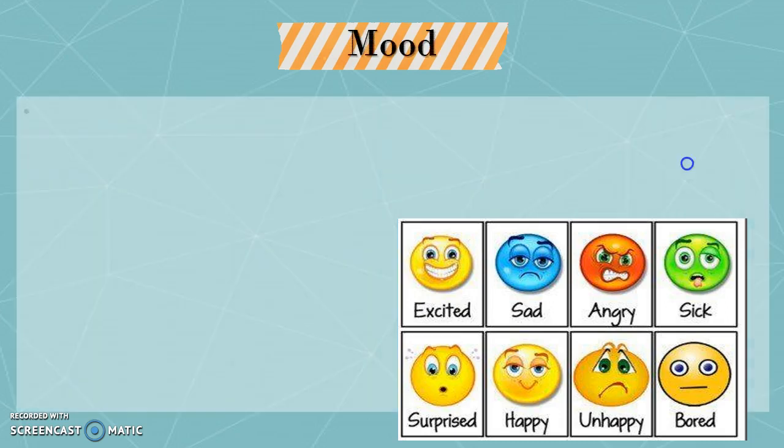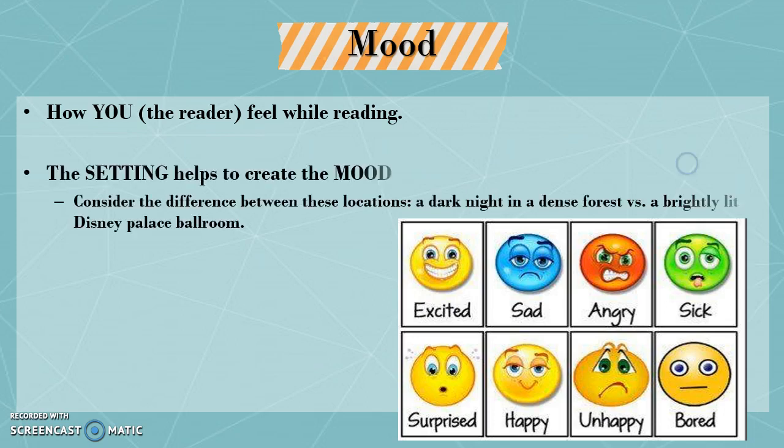Mood. This is how you, the reader, feel when you're reading. The setting helps to create the mood. So consider the difference between these locations, a dark night in a dense forest versus a brightly lit Disney Palace ballroom. So think about the different way that you might feel if you were to be exposed to that particular type of setting.